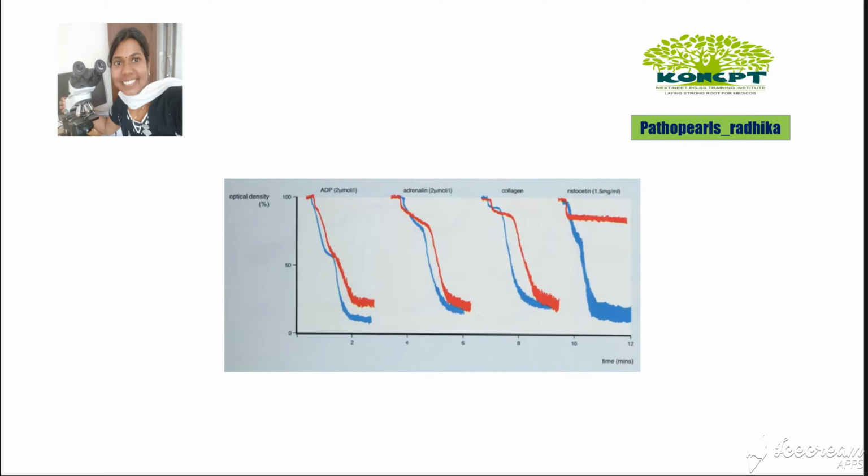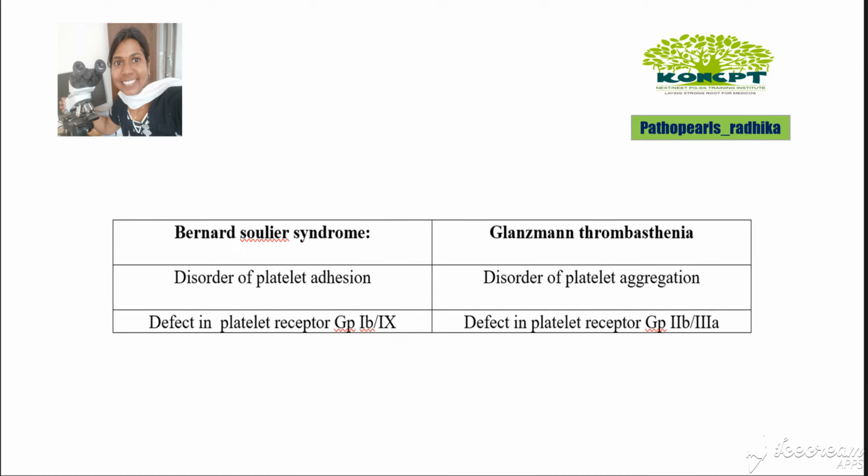Coming to the next graph, there is aggregation with ADP, adrenaline and collagen, but no aggregation with ristocetin. This indicates either von Willebrand disease or Bernard-Soulier syndrome. What is the other thing you see in Bernard-Soulier syndrome? You see giant platelets. Remember B for big. Okay. So to summarize, Bernard-Soulier is a disorder of platelet adhesion due to defect in Gp Ib. GT is due to defect in platelet aggregation due to receptor 2b3a.